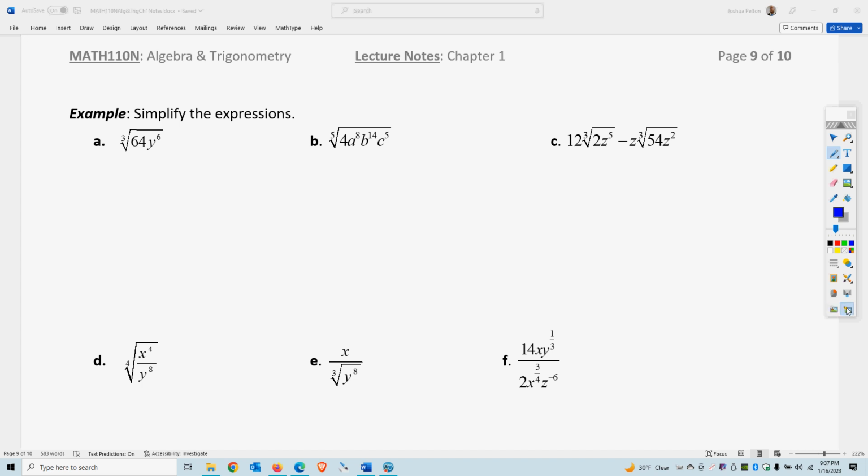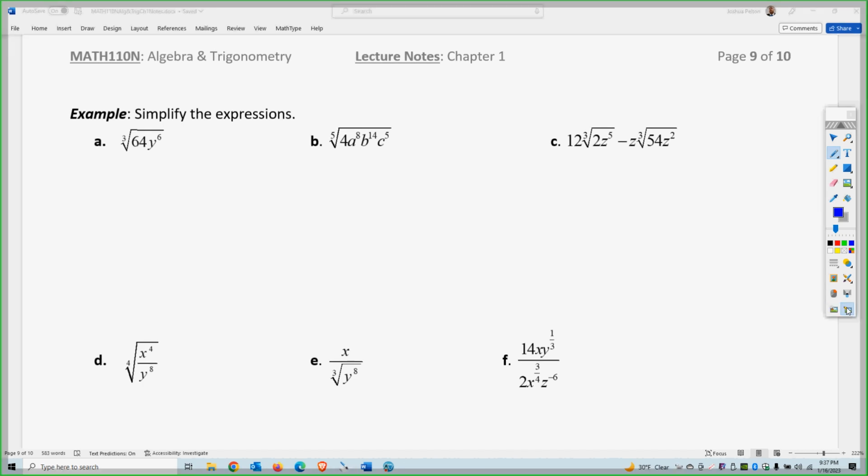This is Professor Pelton. This is part 4 of Chapter 1, Section 3. This is just a smorgasbord of problems that involve all the things that we've learned so far, radicals and exponents and simplifying. These are some numeric and algebraic combinations, so it kind of puts everything together.